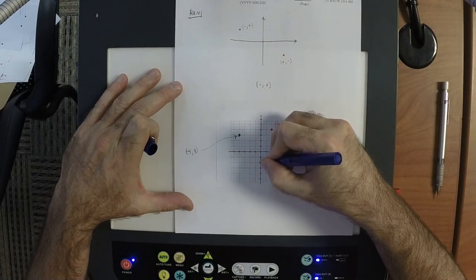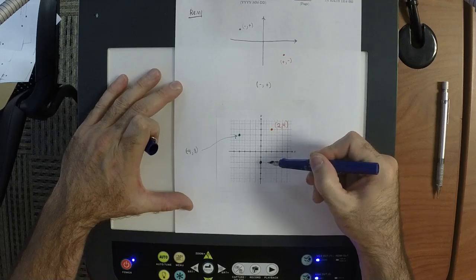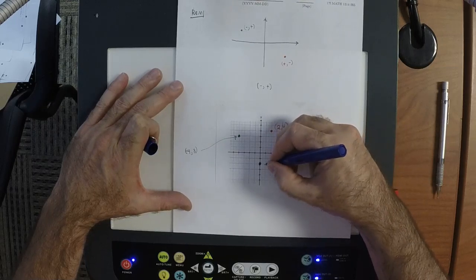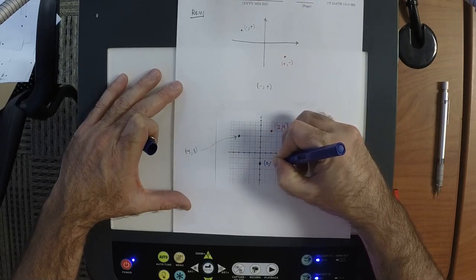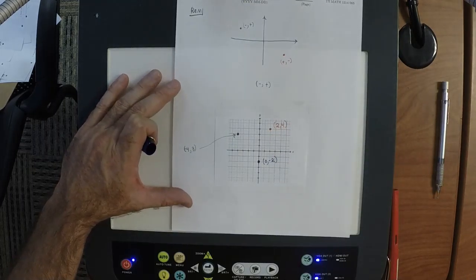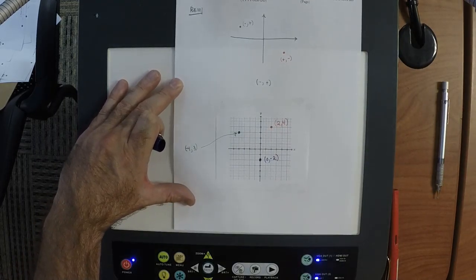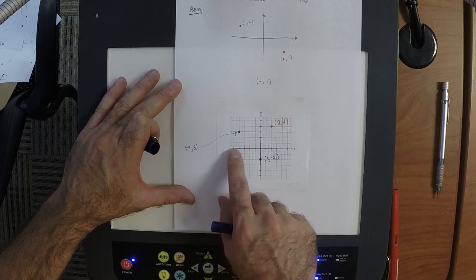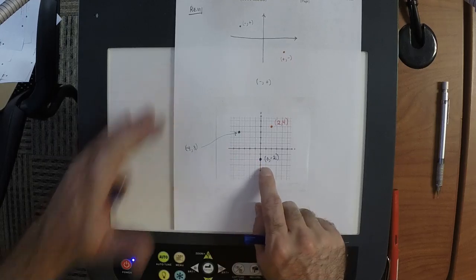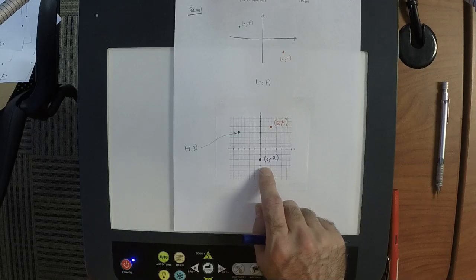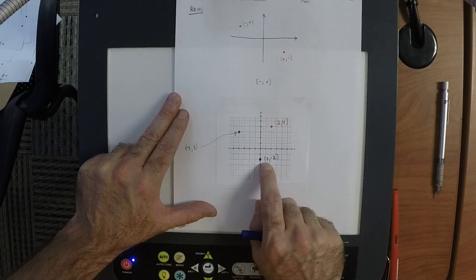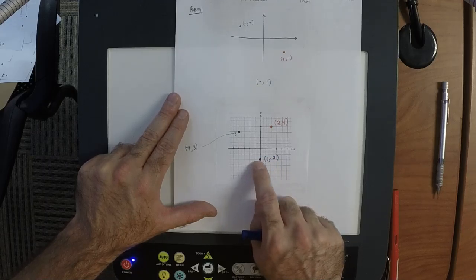How about this point? What are its coordinates? 0, negative 2. So why is the first coordinate 0? What does that mean? Yeah. The first coordinate means how far did you need to travel in the horizontal direction from the origin? So how far did you need to travel horizontally? None, right? You didn't need to travel horizontally. You were already in the right spot. That's why it's 0. And then negative 2 because it's down there.